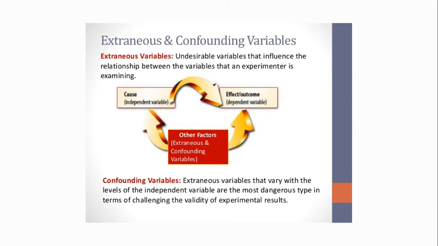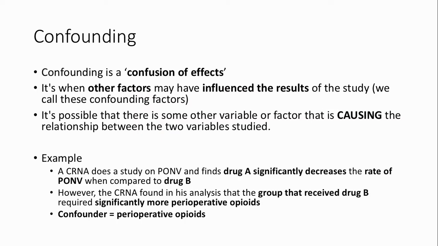A confounding variable is an extraneous variable that varies with the levels of the independent variable, and it is the most dangerous type in terms of challenging the validity of experimental studies. Confounding can also be considered the confusion of effects. It's when another factor may have influenced the results of the study. There may be some other variable or factor that is causing the relationship between the variables under study.